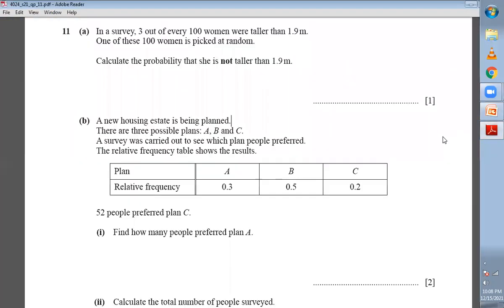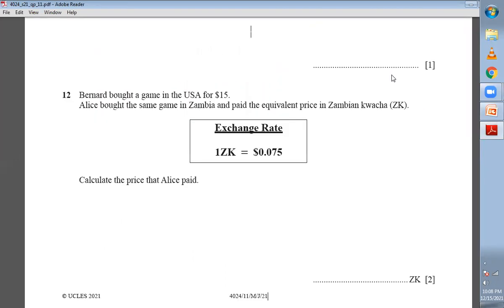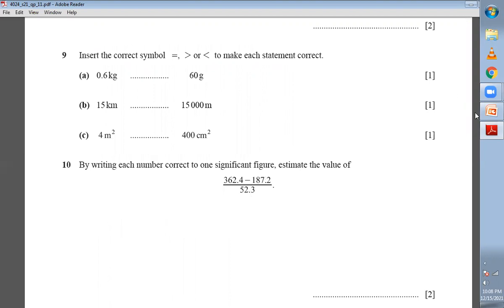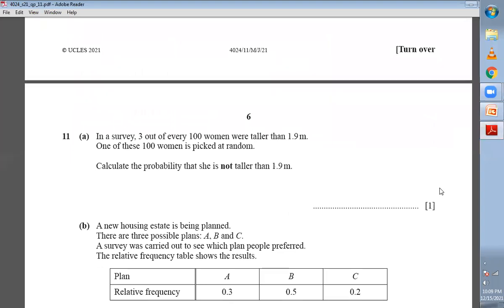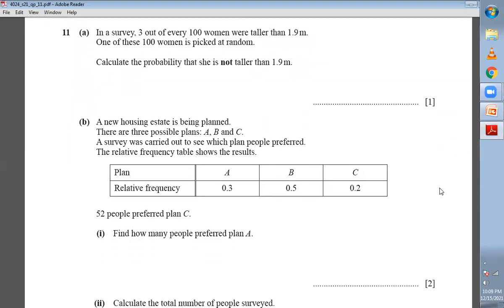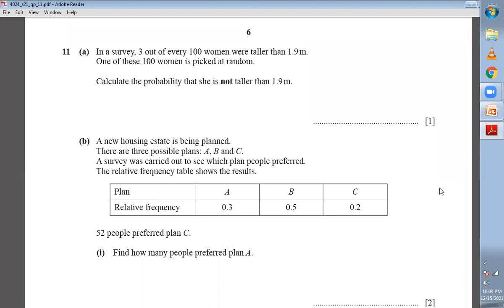The next question coming up on your screen is question number 11. It says, in a survey, 3 out of every 100 women were taller than 1.9 meter. One of these 100 women is picked at random. Calculate the probability that she is not taller than 1.9 meter.